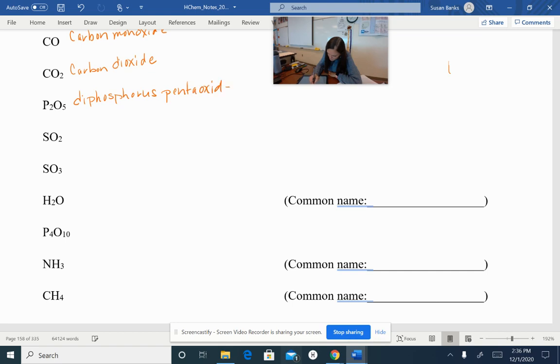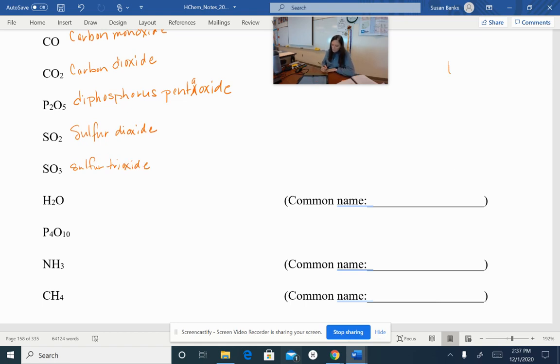Pentaoxide. Once again, you can drop this A if you'd like. It can be there if you want it or not. SO2, this would be sulfur dioxide. And this next one would be sulfur trioxide.